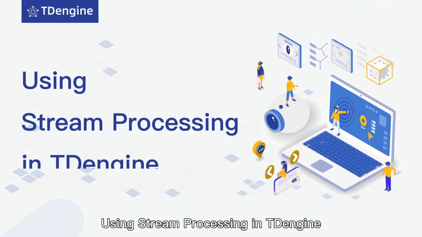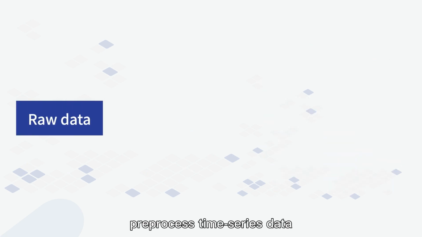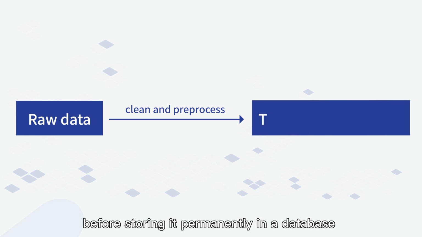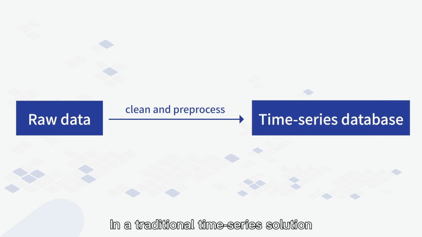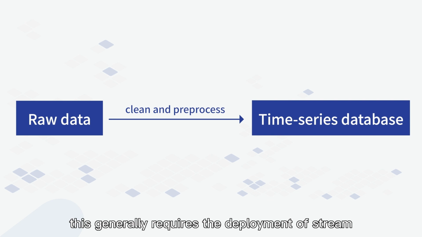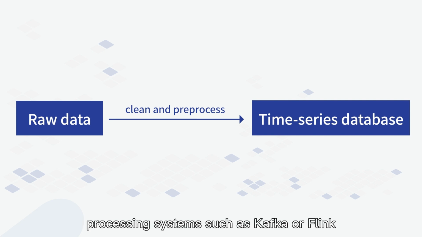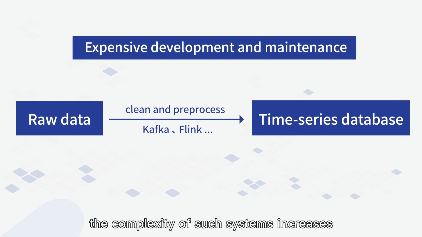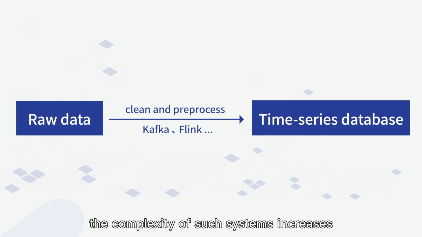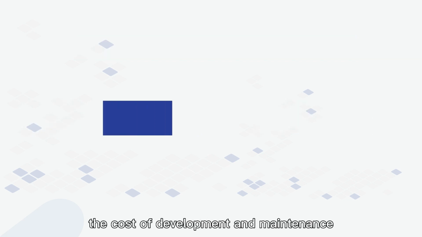Using stream processing in TDengine. It's often necessary to clean and pre-process time series data before storing it permanently in a database. In a traditional time series solution, this generally requires the deployment of stream processing systems such as Kafka or Flink. However, the complexity of such systems increases the cost of development and maintenance.